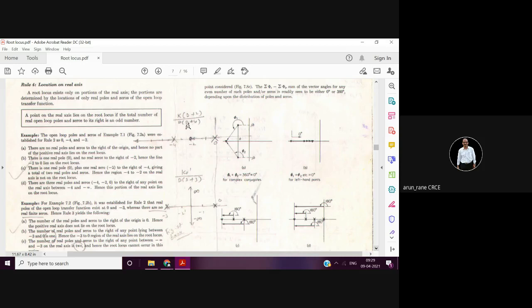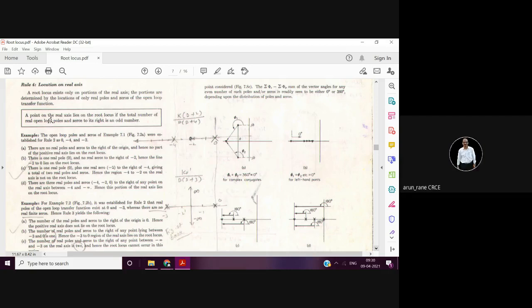So what are the poles here? Minus 4, by cross, and this is 0 by cross. And what are the finite zeros? Minus 2. So this is by circle. Is this clear? So there are two branches, two branches. Yes, clear, sir.